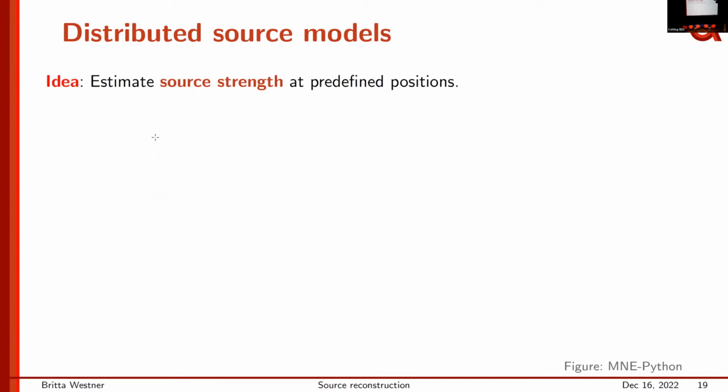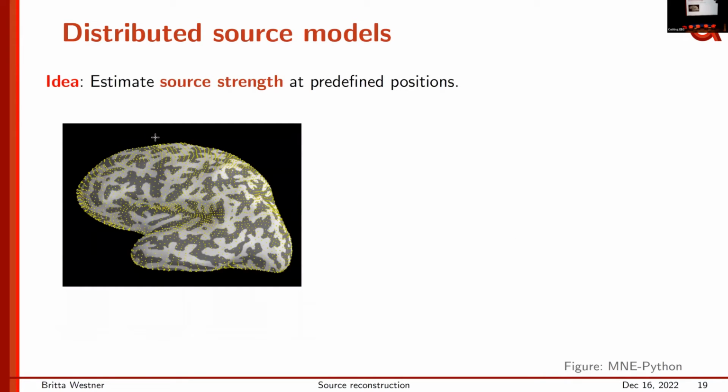So let's move to those brain imaging methods that give you those nice colorful blobs on the brain and look at distributed source models. The idea here is that you want to estimate the source strength at predefined positions all over the cortex.